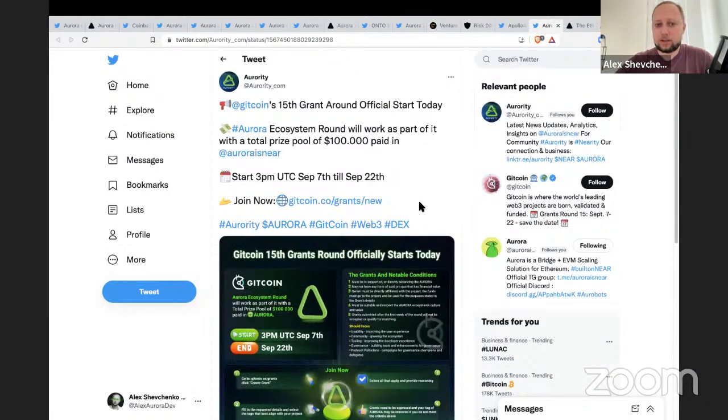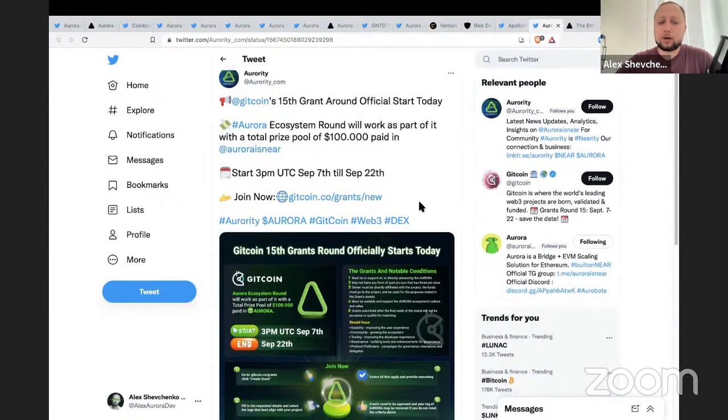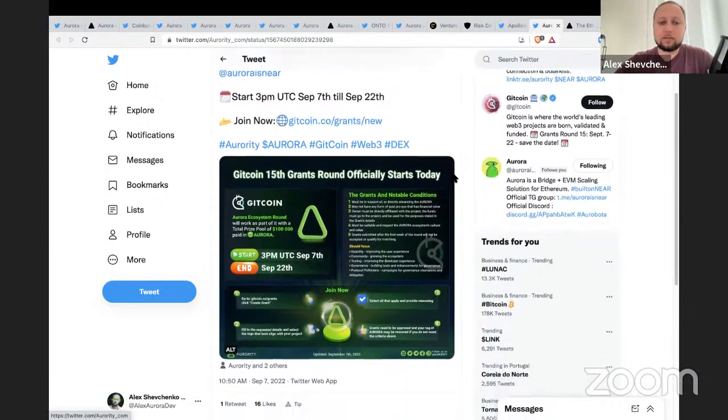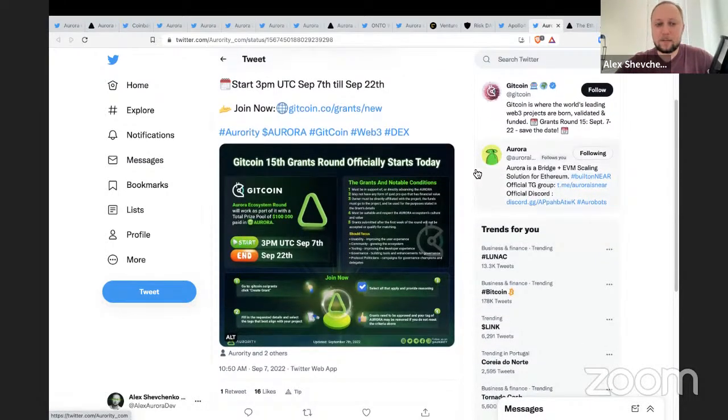And one additional thing that I wanted to mention to you is that the Aurora ecosystem has its own round in the current Gitcoin grants round, right? So right now it is the 15th grant round happening on Gitcoin, and there is a specific part of it for 100,000 US dollars that is available for the hackers and for people who would like to build their own projects and be funded through Gitcoin.